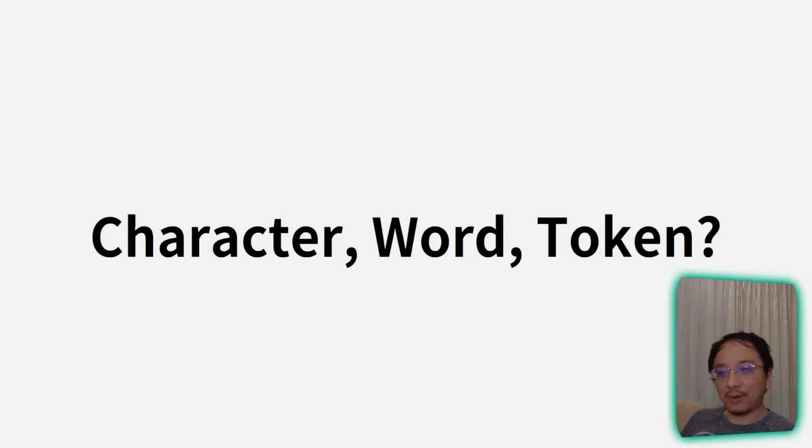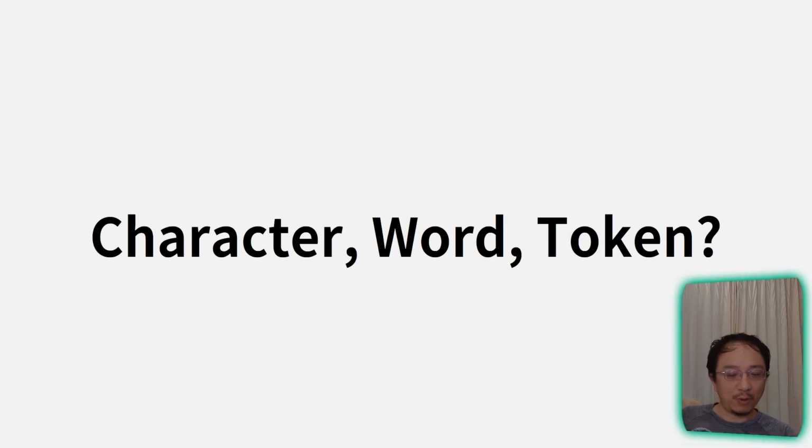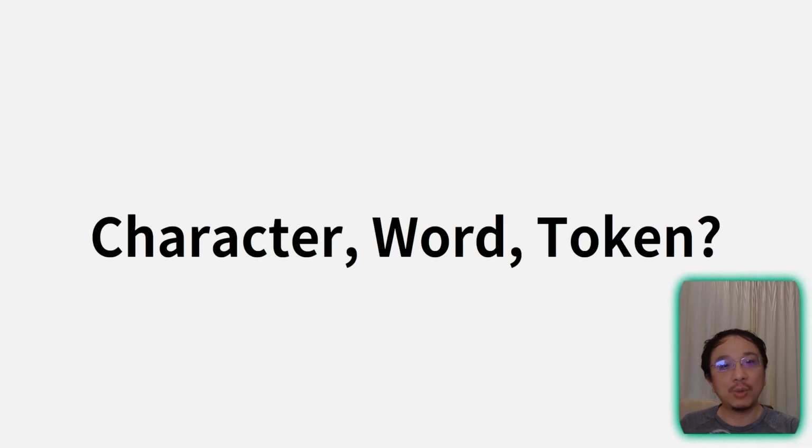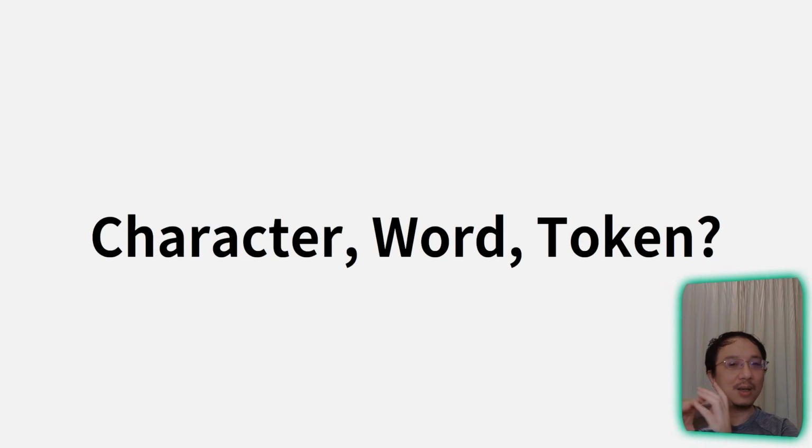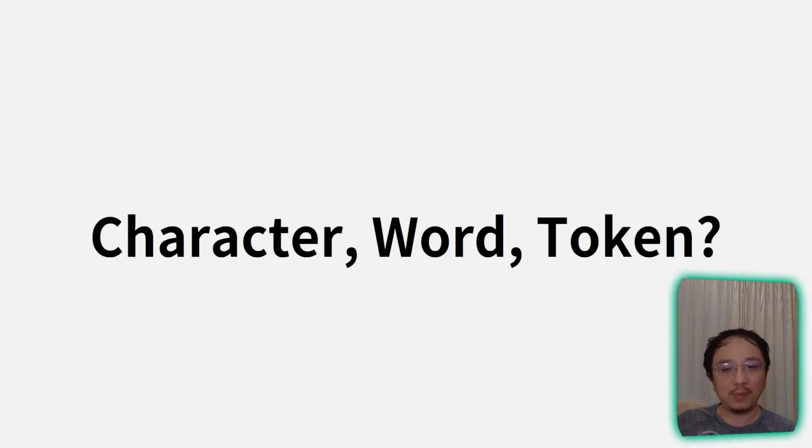For character level language modeling, it is simple and straightforward. However, the model has to learn the language from the very beginning. The model has to learn how to spell a word, like apple is A-P-P-L-E, because it doesn't have any prior knowledge that A-P-P-L-E is a valid word in the language. So the model has to learn from spelling the word.